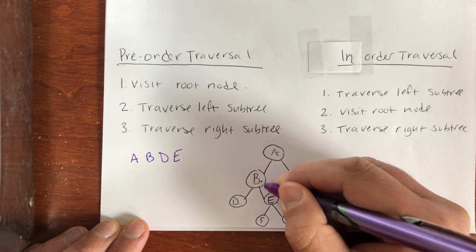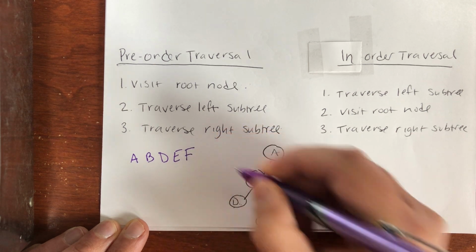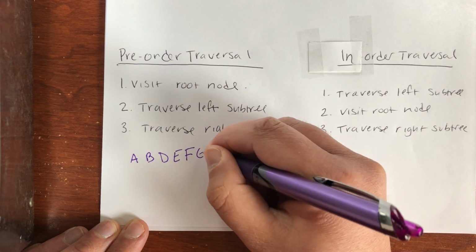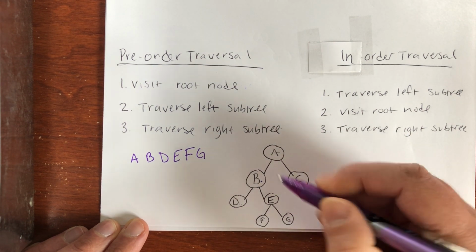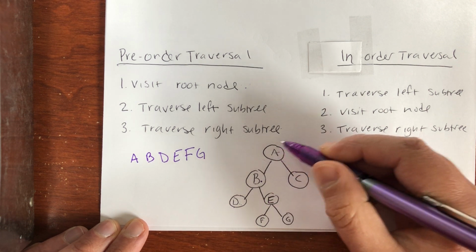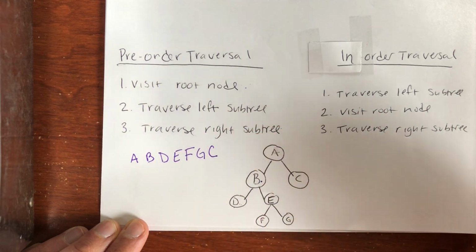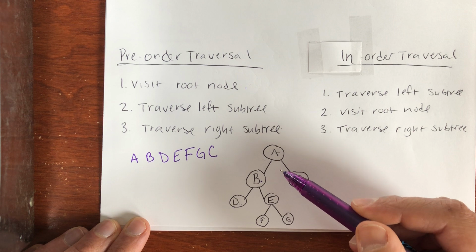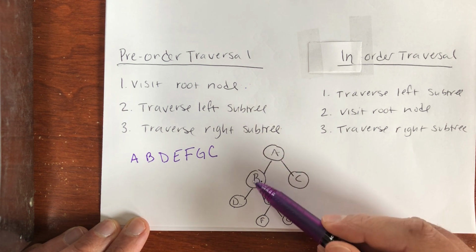That means E is going to be next. We traverse the left subtree, that gives us F. There's nowhere to go from here, so we go back and traverse the right subtree, that's G. And now we've run out of everything on this left subtree stemming from A. So we go all the way back up to A and follow step 3, which is to traverse the right subtree. That's going to give us C.